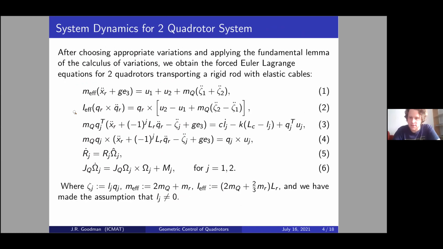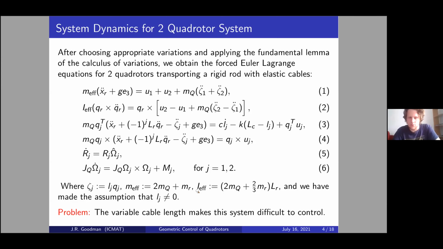So if you were to expand out the Lagrange-D'Alembert principle after choosing some appropriate variations and conducting the variational analysis, you get the following dynamical system. In particular, these first two equations are describing the translational and attitude dynamics for the rod. Equations 3 and 4 are describing the stretching and attitude dynamics for the cables. And the 5th and 6th are the kinematics and dynamics for the quadrotor attitudes. Again, in any case where there's j, this runs through j equals 1 and 2, describing each of the quadrotors or cables. And here we've introduced some auxiliary variables, as well as the effective mass and moment of inertia.